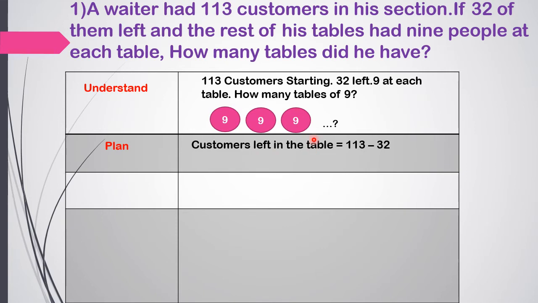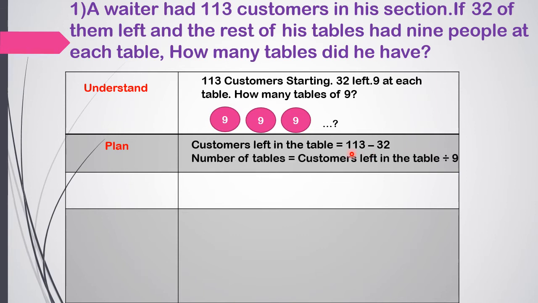So the total number of customers is 113. Then 32 people left from that hotel. So to find the remaining people, we do 113 minus 32. Here we used subtraction to find out the customers left in the table.